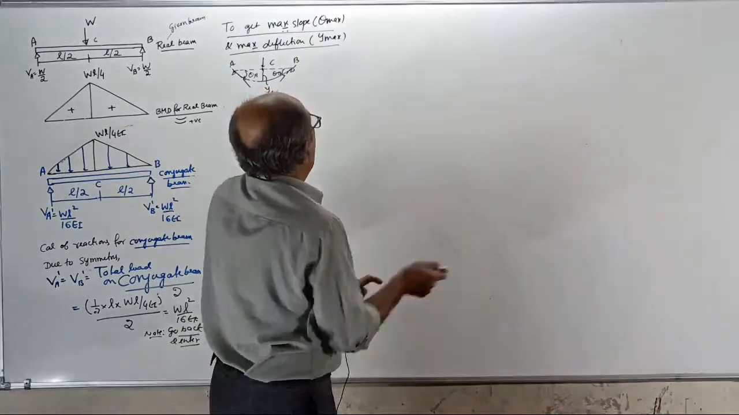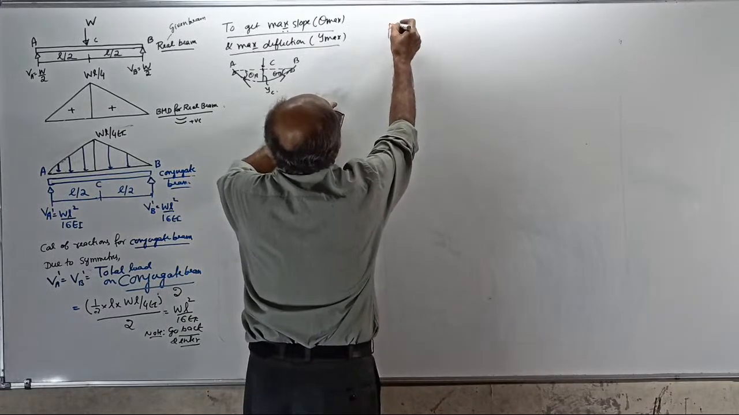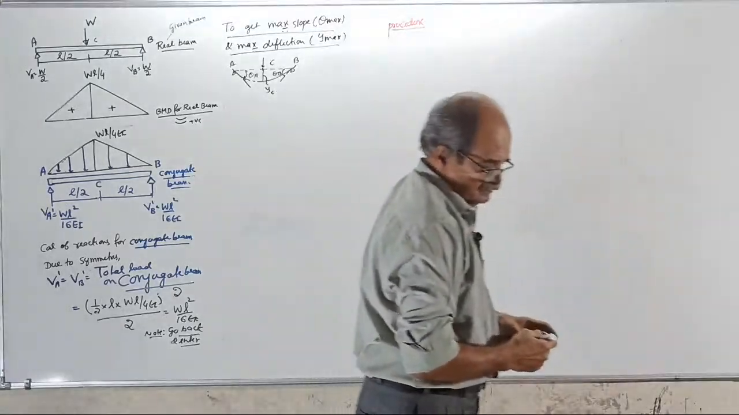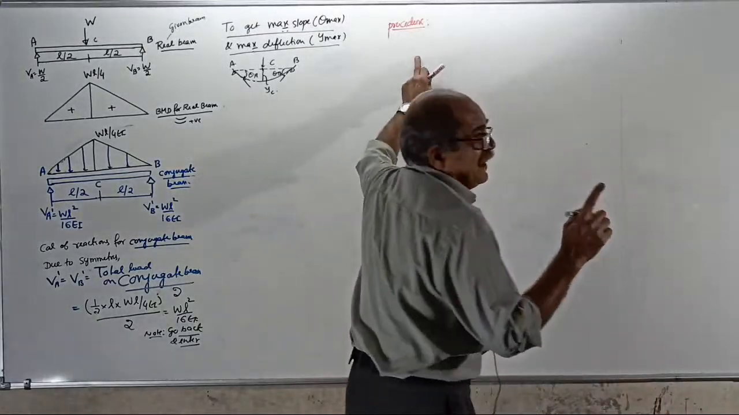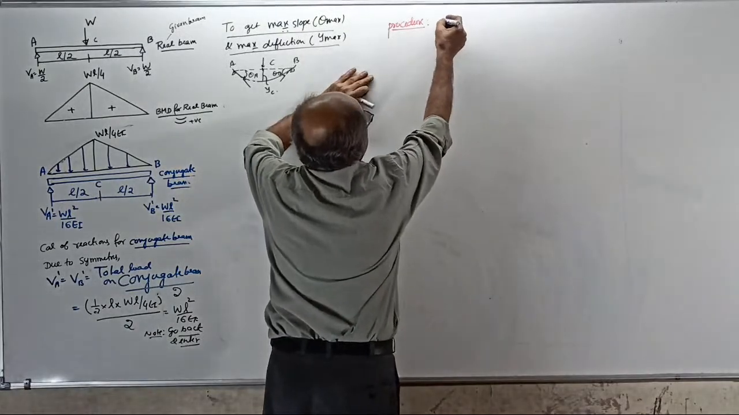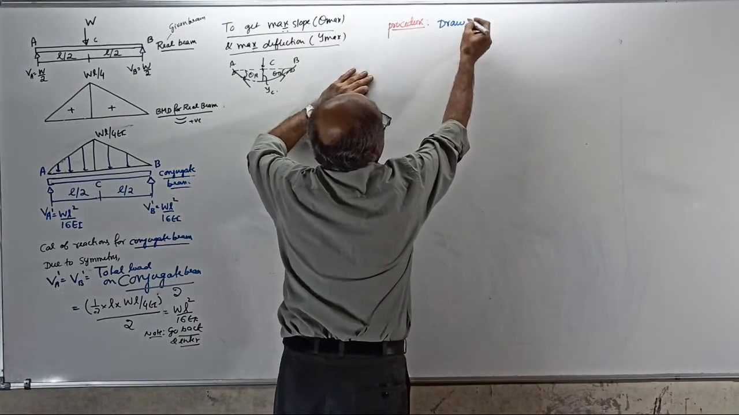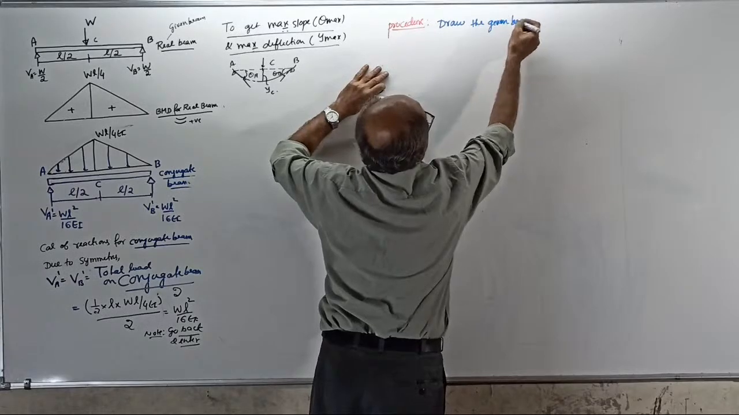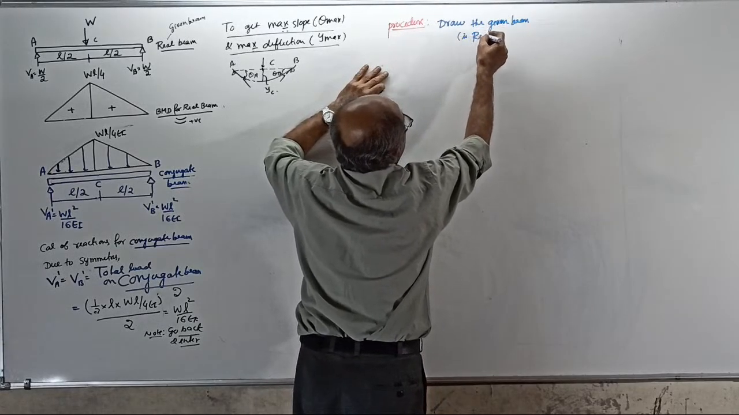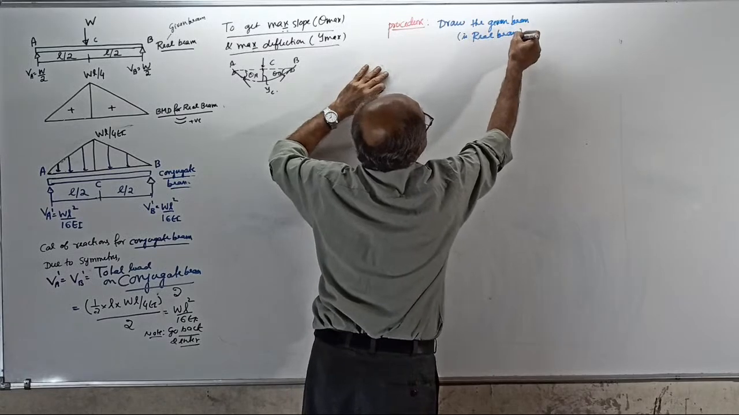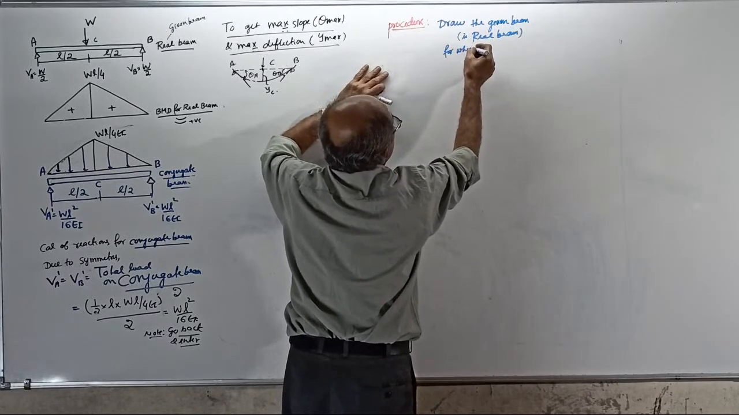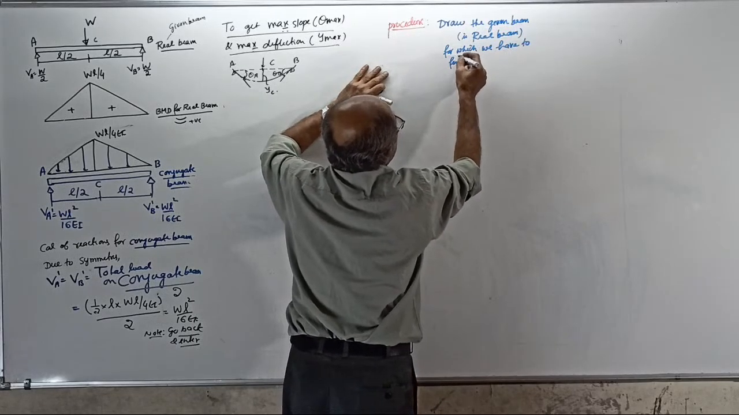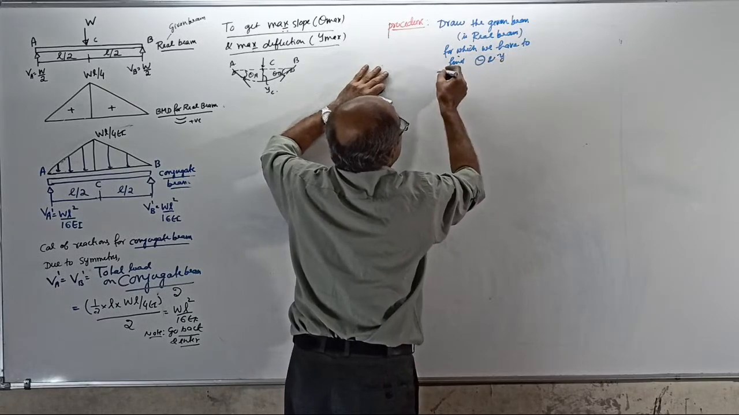Okay, now I will give you the procedure. I will not repeat. First, draw the given beam. The given beam is called the real beam, for which we have to find slope and deflection.